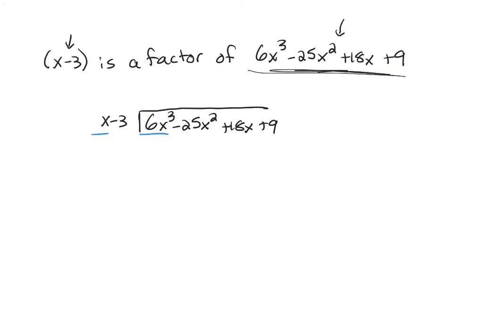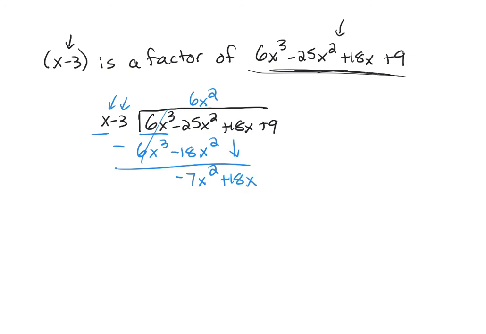Look at the coefficients. 6x to the third divided by x is 6x squared, and then I multiply. So 6x to the third minus 18x squared. Negative 25 minus a negative 18 is negative 7. And then bring down.